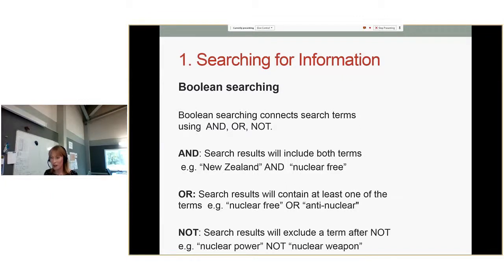And then the last one there is not. So that's when you want to search for a specific term and not something else. So you want to find out about nuclear power, but you're not interested in nuclear weapons. So I think out of all of those, the not is probably one of the most useful ones, because that will exclude everything that's about nuclear weapons from your search. So that'll cut out a lot of readings that you are not interested in.